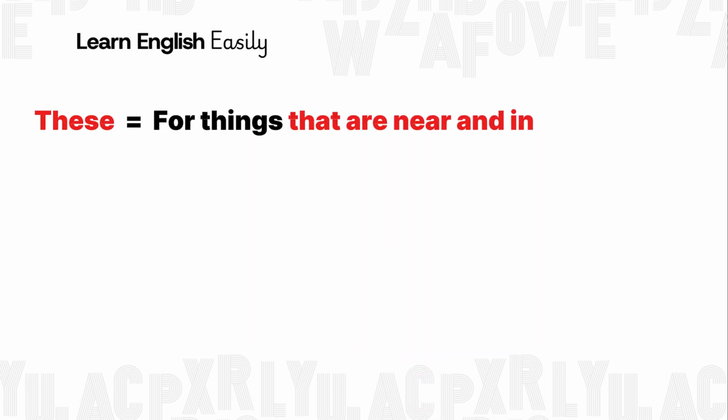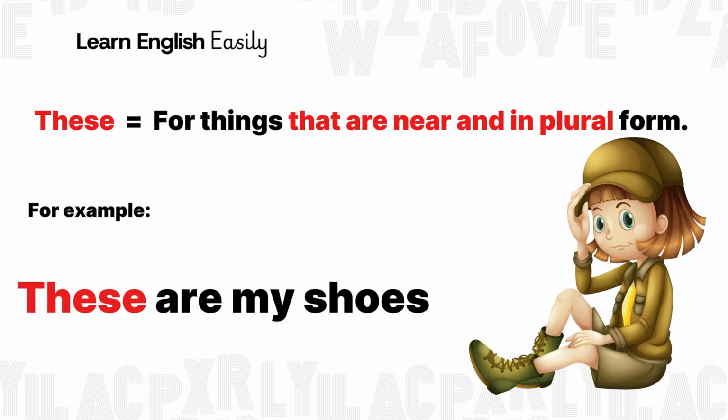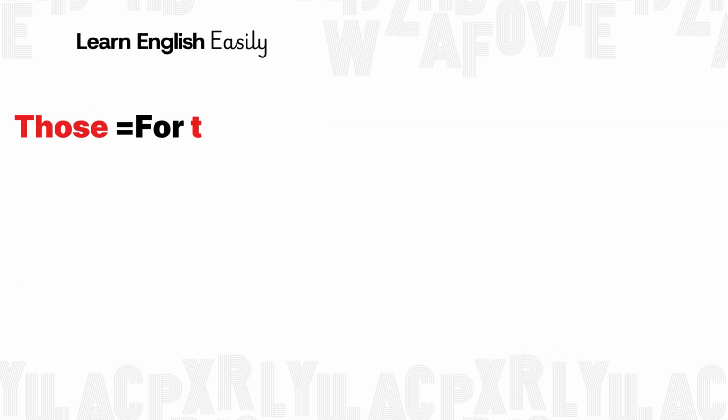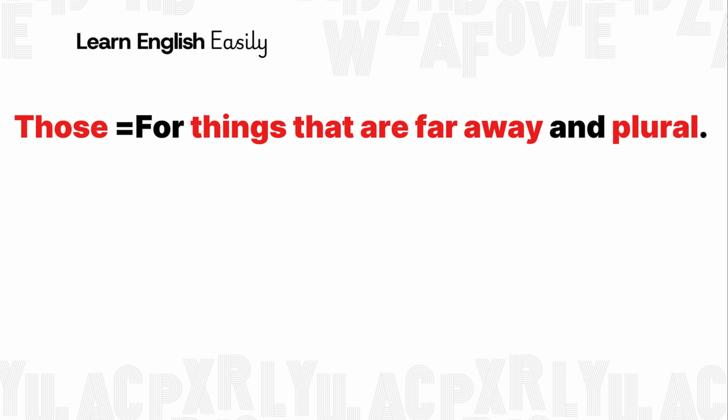These, for things that are near and in plural form. For example, these are my shoes. Those, for things that are far away in plural. For example, those are their books.